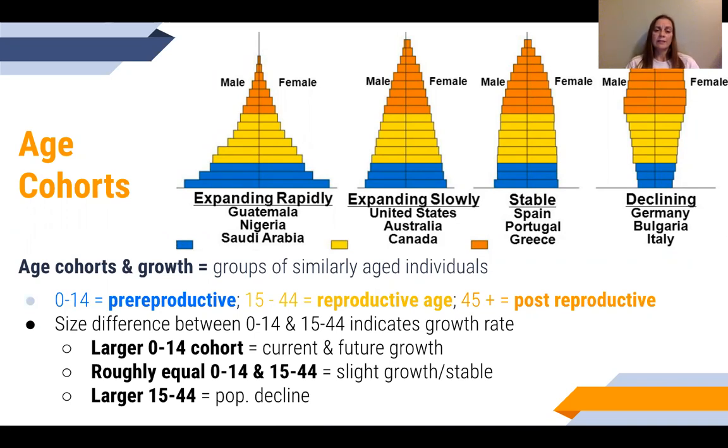So if we look at the difference between the first cohort, the pre-reproductive cohort, and the reproductive age cohort, if there is a larger pre-reproductive age cohort, that means that we have lots of current growth and we're going to have lots of future growth. If they're roughly equal, then that means that we're going to have slight growth or it's going to be stable. And if the 15 to 44 or the reproductive age group is larger, that means that we're going to have a declining population.